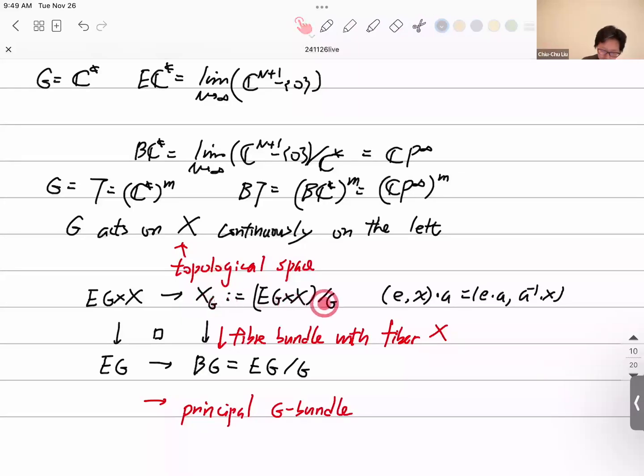So this X sub G is this. When the G action on X is free, because EG is contractible, this is homotopic to the quotient of X by G. So equivariant cohomology, like in the free action case, is just the cohomology of the quotient.